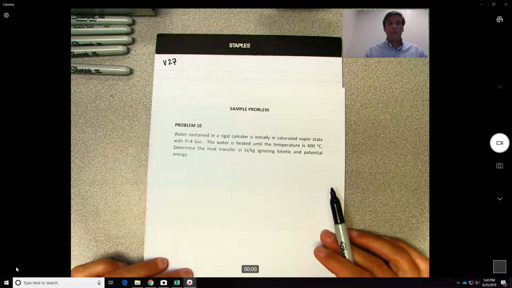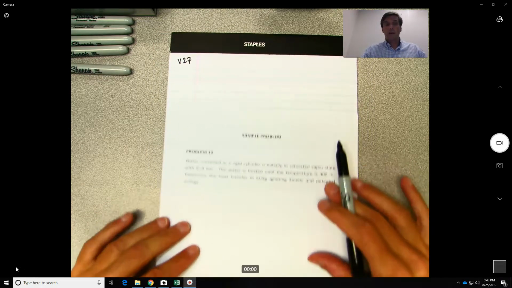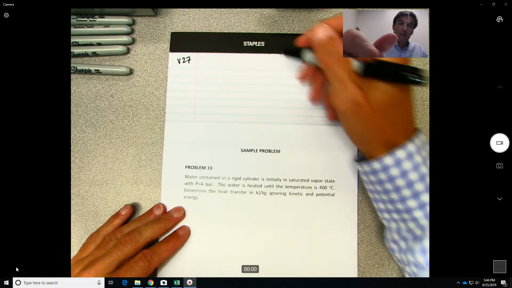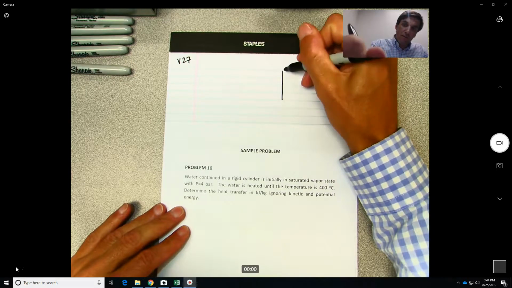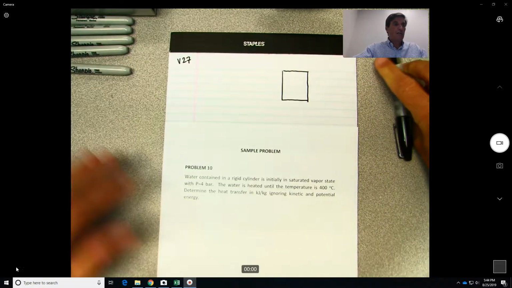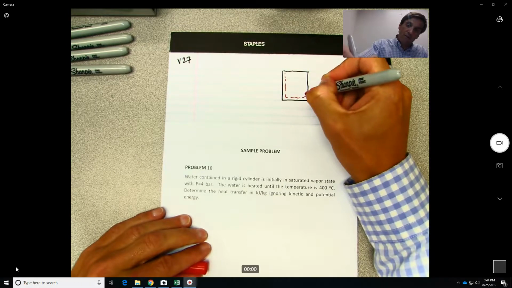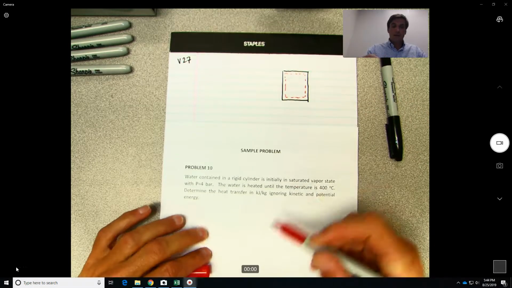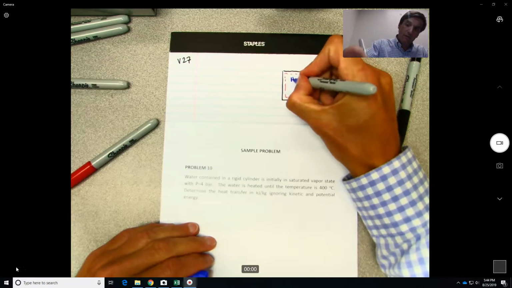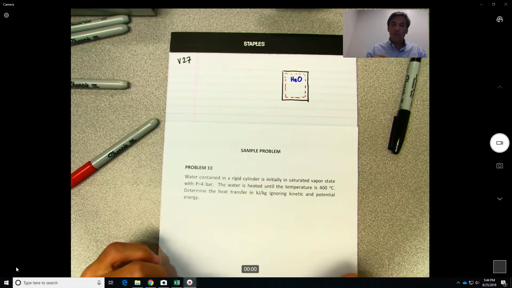So first thing I do is always read the problem carefully and do a summary. So it will be water contained in a rigid cylinder. This is very important over here. So I do the rigid cylinder, which tells me what? That we are dealing with a closed system. And you know that it is water. It's initially in saturated vapor state.